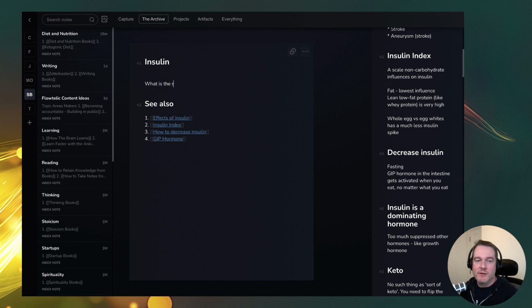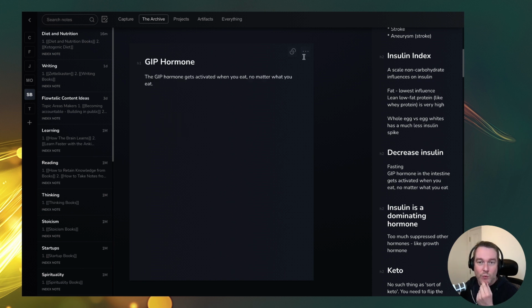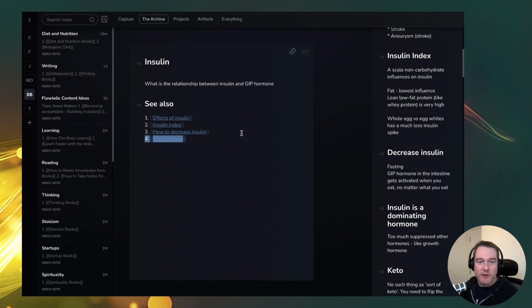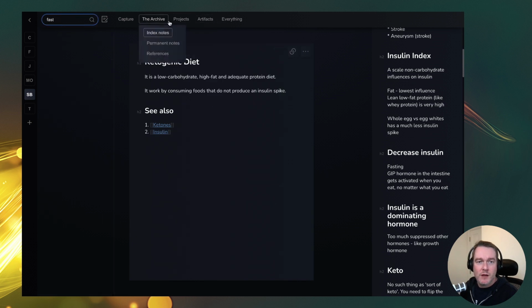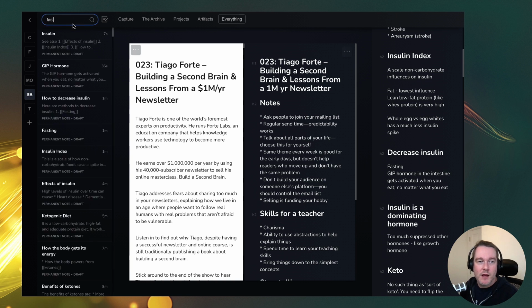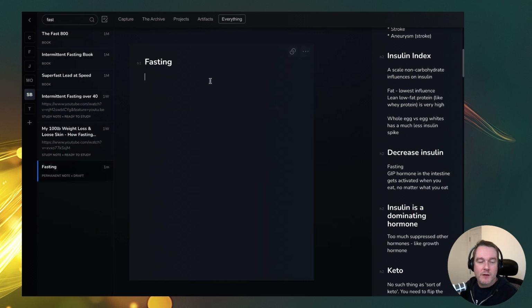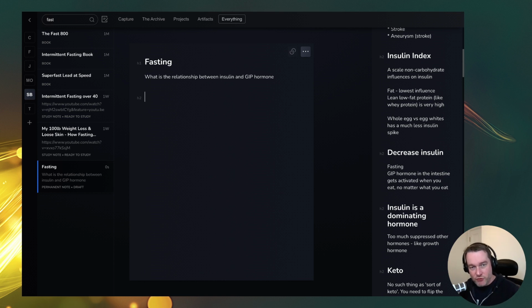So what is the relationship between insulin and GIP hormone? And the question is, does the GIP hormone trigger that? And therefore, what's the impact? Actually, the reason I'm going to move this, it doesn't have an impact there. It has an impact in fasting. Let's go to everything here. Oh, lost my place now. Fasting. Obviously if you're not eating during a window, then your GIP hormone isn't being triggered.